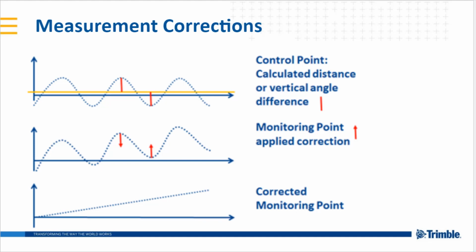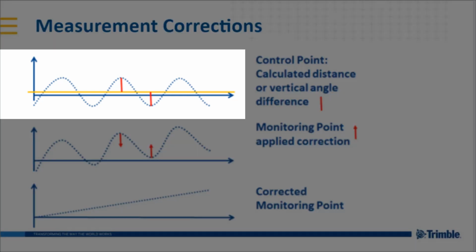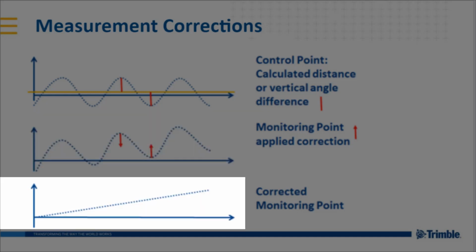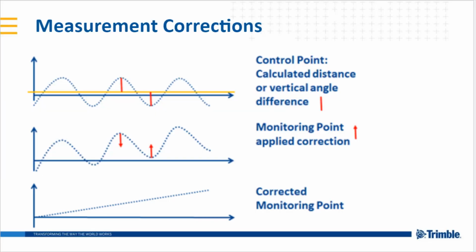To improve the results, T4D offers the so-called measurement corrections. In the measurement corrections, T4D uses the variations in the control point, which must be accurate and stable, and applies them to the monitoring targets. The first chart shows the variations in a control point. The second chart shows similar variations in the monitoring points. In the last chart, you can see the chart of the monitoring point, which is corrected with the variations of the control point. This is, of course, a perfect environment.